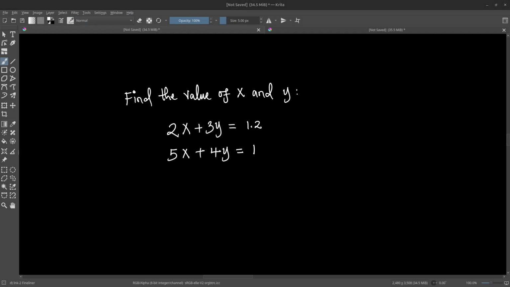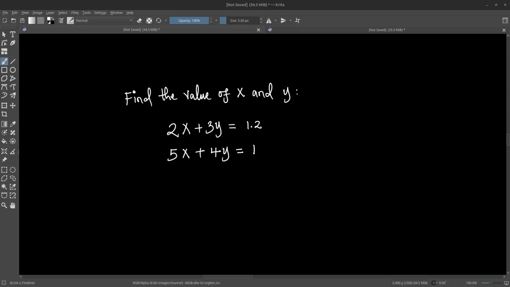Find the value of x and y given these two equations: 2x plus 3y is equal to 1.2 and 5x plus 4y is equal to 1. Anytime you are given a pair of simultaneous equations, the best way to go about it is to express one of the variables in terms of the other.